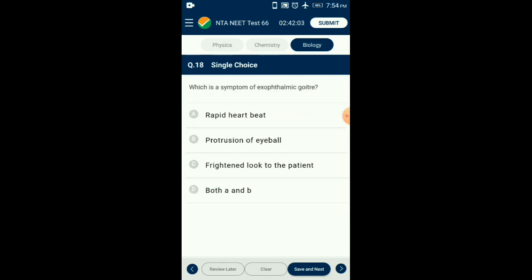Question number 18. Which is a symptom of exophthalmic goiter? Exophthalmic goiter, otherwise called Graves' disease, is a thyroid enlargement in which thyroid secretes excessive amount of thyroid hormones. It is characterized by protrusion of eyeballs because of fluid accumulation behind them, loss of weight, rapid heartbeat, nervousness, restlessness. So the answer for this question is option D. Both A and B are the symptoms of exophthalmic goiter.